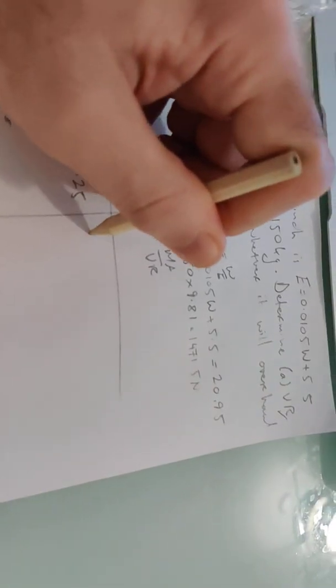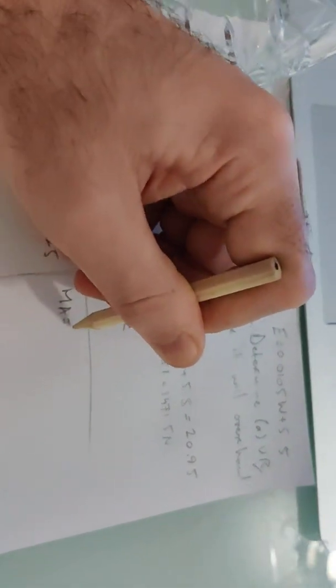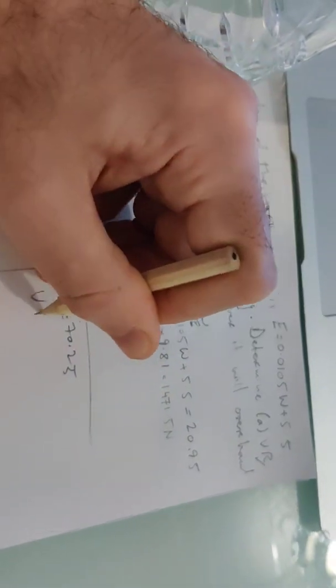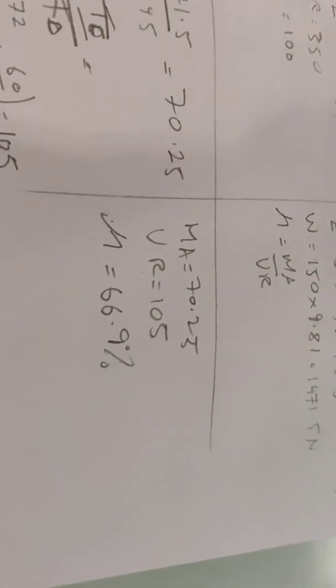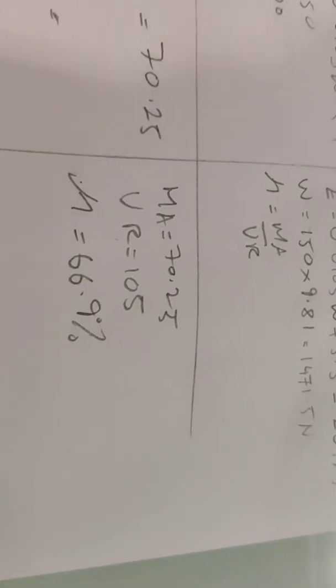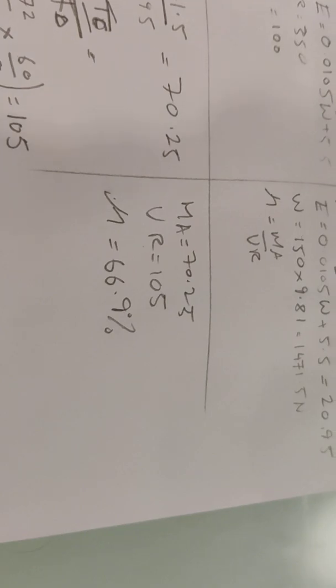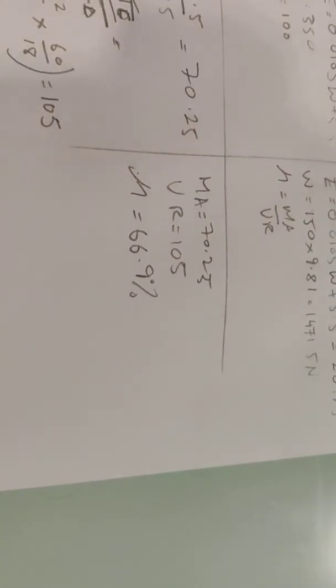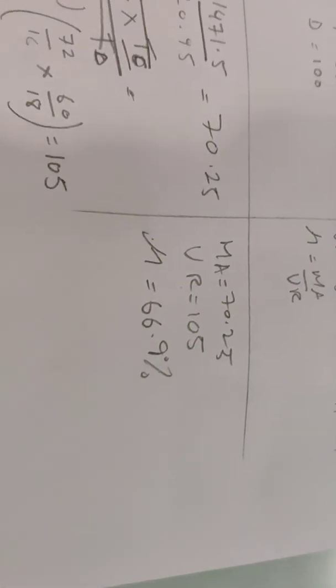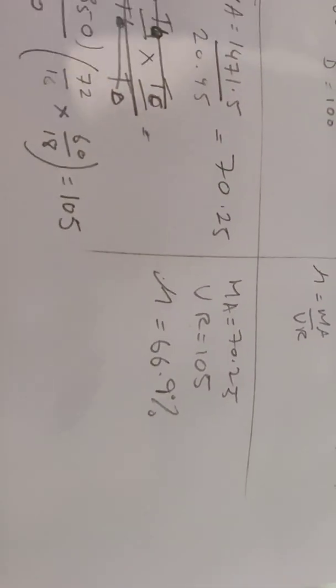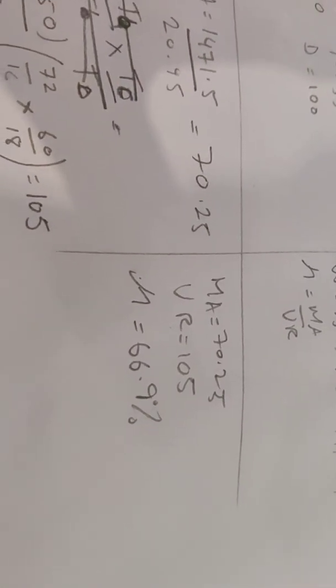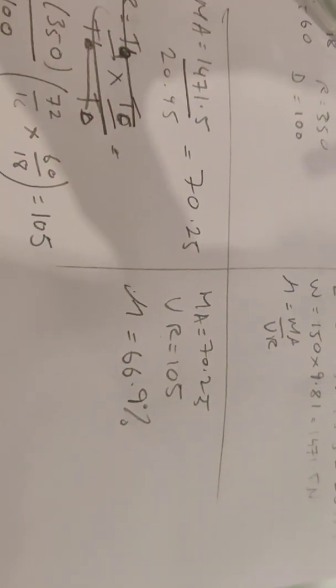So I've got MA equals 70.25, VR equal to 105, and efficiency equal to 66.9%. Because my efficiency is above 50%, I know that my machine will overhaul, meaning that if I remove the force, the winch will go back and start moving again. Whereas if it was below 50%, the machine would stay where it was and wouldn't move if I removed the force, meaning that it's not as efficient as it could be. And as we said, in some of these scenarios you want the machine to not overhaul, meaning that it will stay in place once I remove the force, because it is a safer operation.